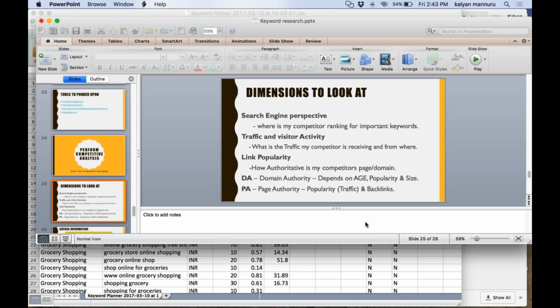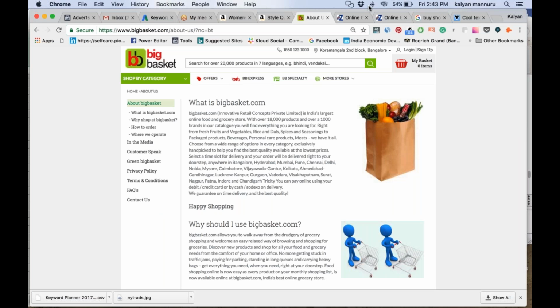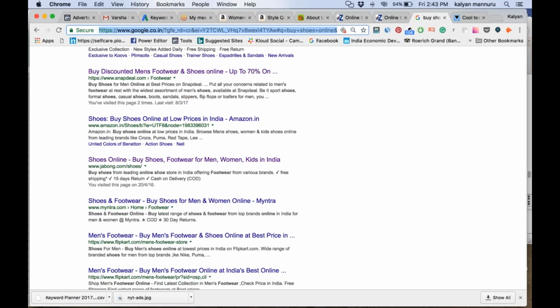The first one is the search engines perspective. Where is my competitor ranking for the most important keywords? So let me pick up all the important keywords from here. Let me just pick up 5 keywords just to show you how this works.